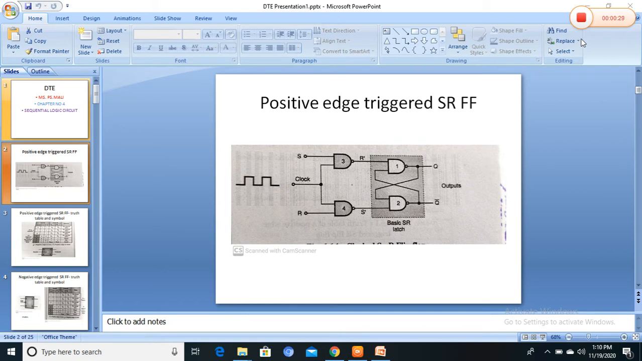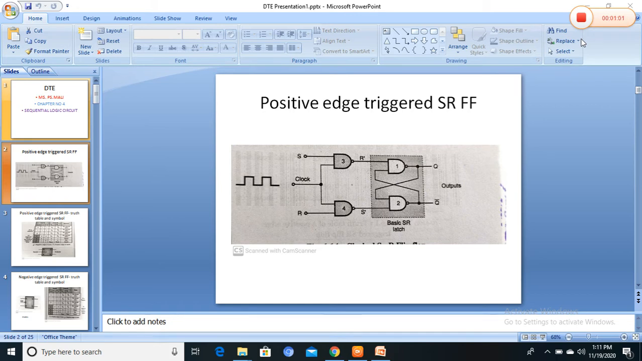In a level triggered flip-flop, clock is applied by using the enable input, and in an edge triggered flip-flop, the clock signal is applied as a clock input, in a positive edge triggered flip-flop, and this is called a clocked SR flip-flop. This circuit will operate as an SR flip-flop only for the positive clock edges. For the positive edge and negative edge of the clock, there is no change in the output.